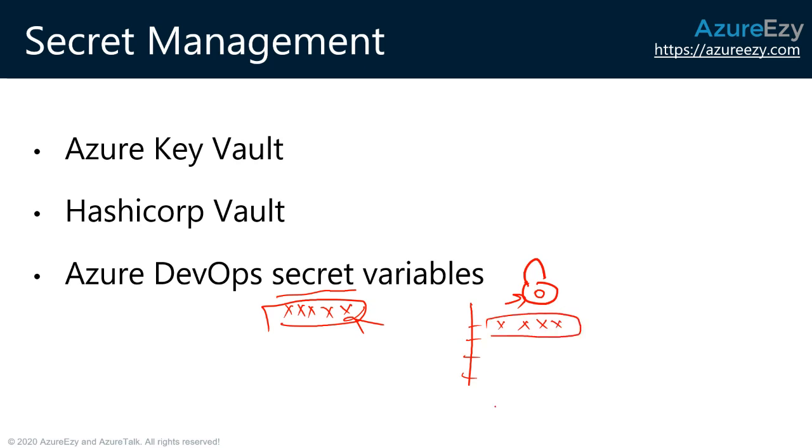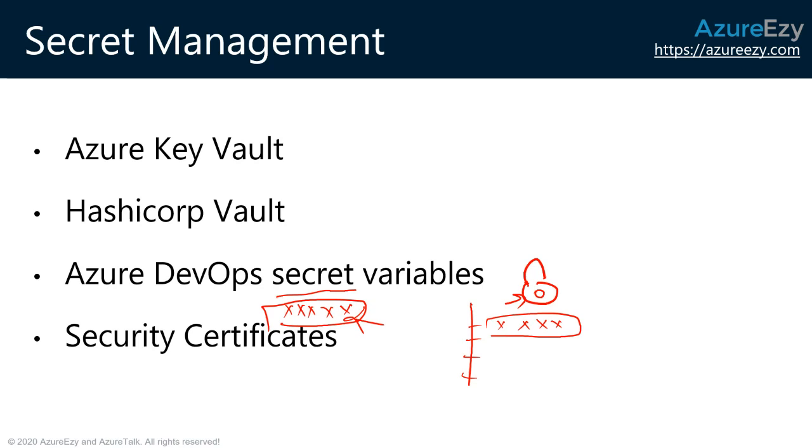So no one can see that in the log, no one can see that in the pipeline run, no one can see that in the pipeline as well. You can only use it during the pipeline run. So this is also one of the options you can select. And then of course, this is security certificate.